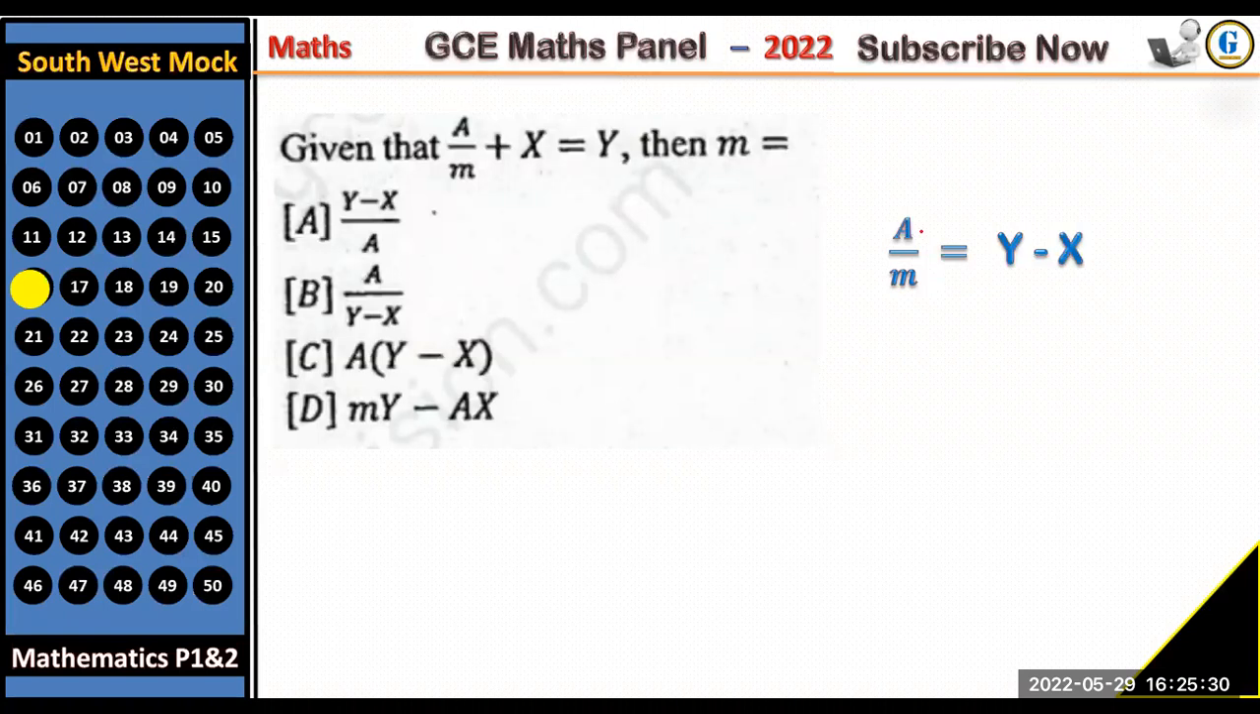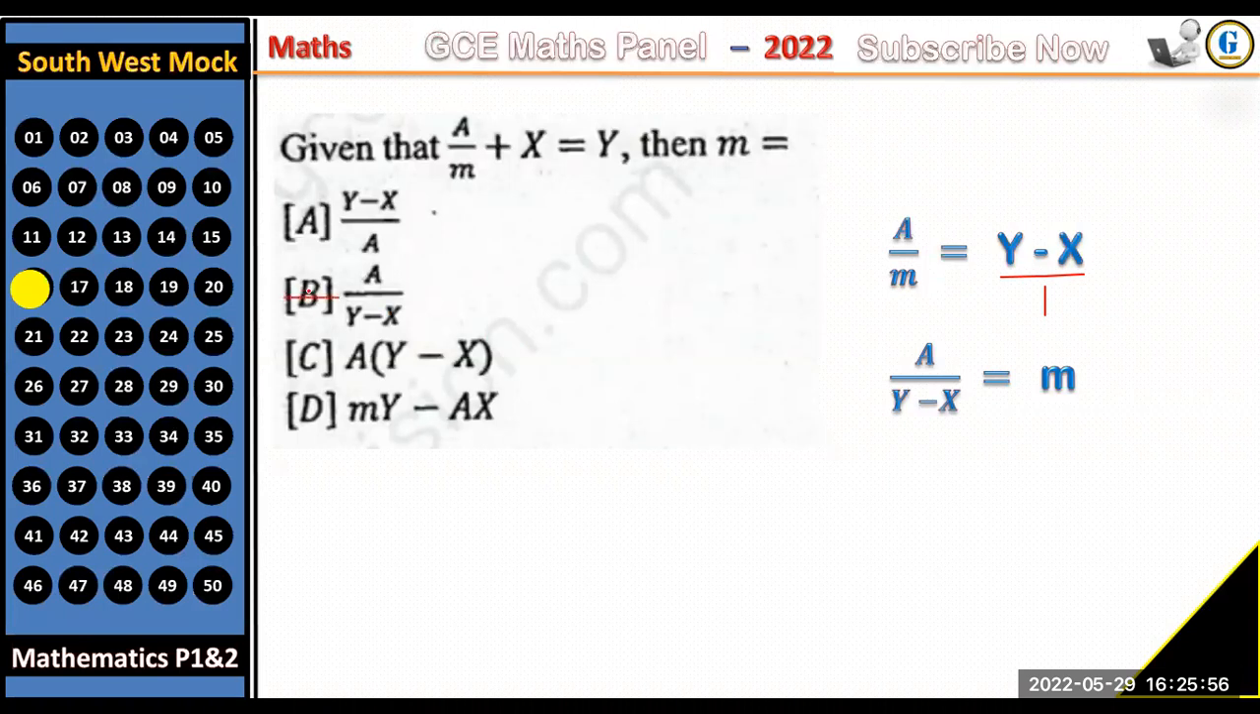If we take the reciprocal of each of the two sides, or from here we can just say that a over y minus x will be equal to m. We cross multiply, right? This is over 1. So we have a times 1 is equal to m into y minus x. Then we now divide both sides by that. So from here we have a over y minus x to be equal to m. So our result, our key, is B.